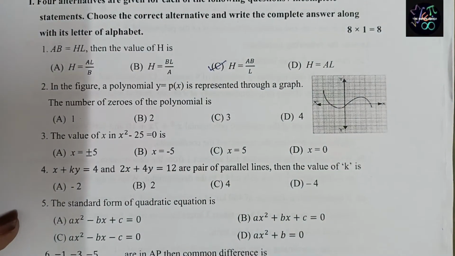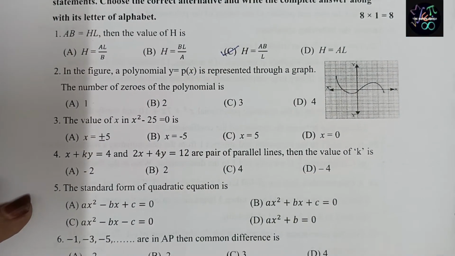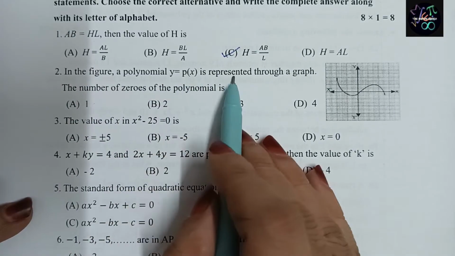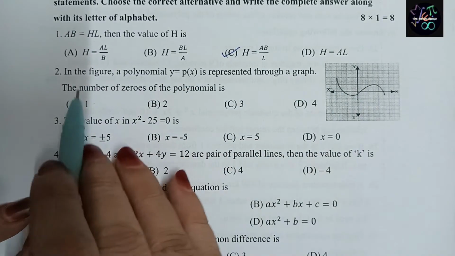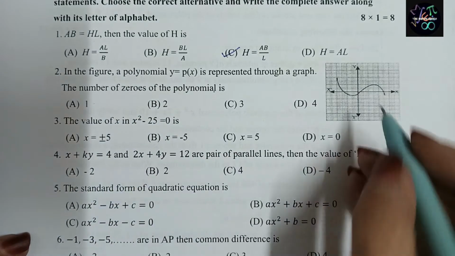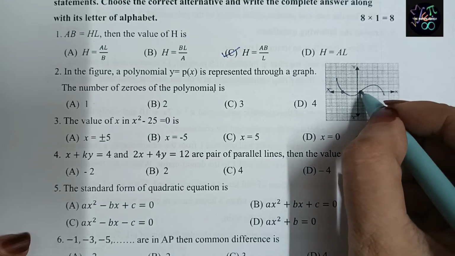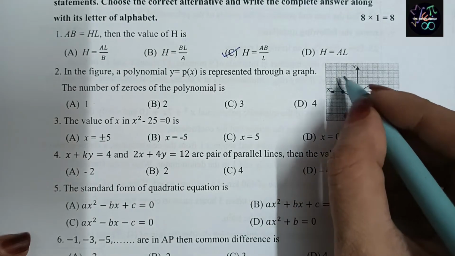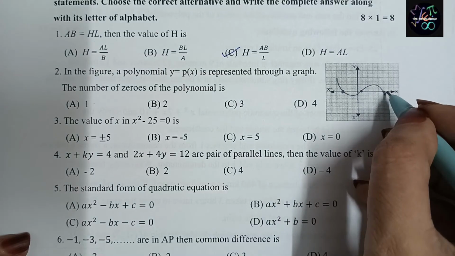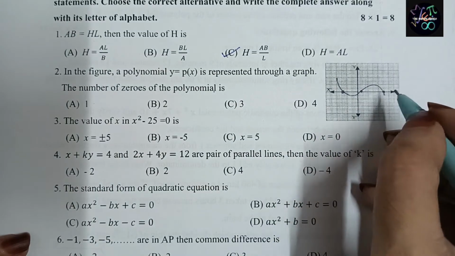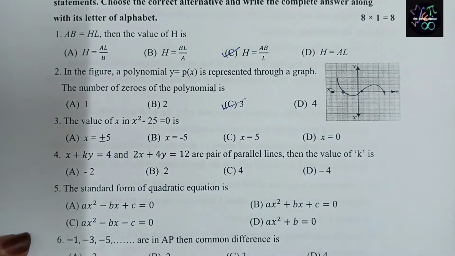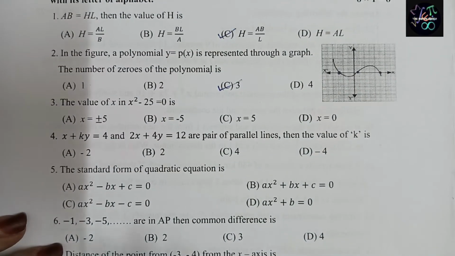Let us see the second question. In the figure, a polynomial y is equals to p of x is represented through a graph. The number of zeros of the polynomial is. Let us find the number of zeros. 1, 2, 3. Because we should see this graph intersects the x-axis at how many points. That is called the number of zeros. 1, 2, 3. So the correct answer here is 3. That is C, 3.